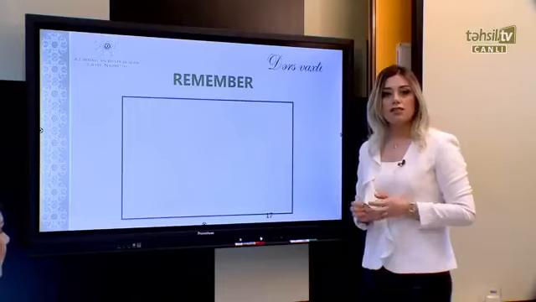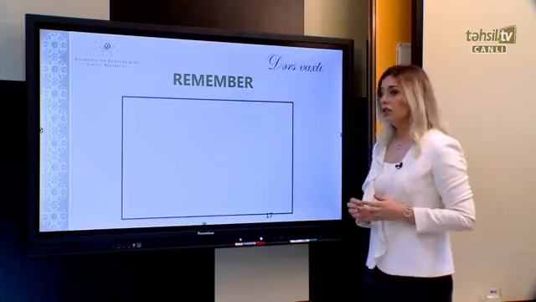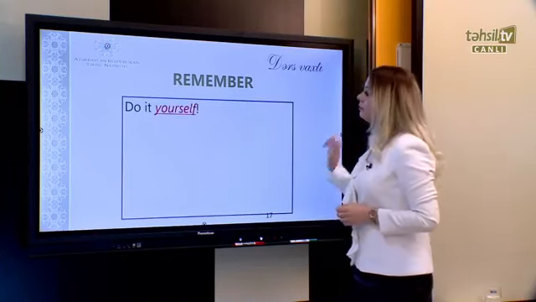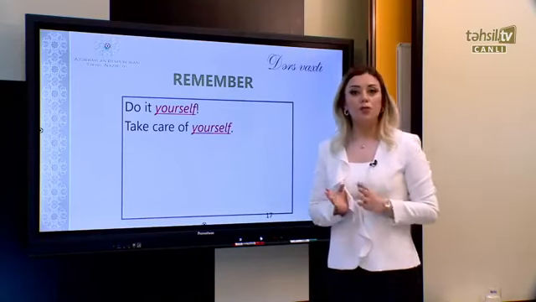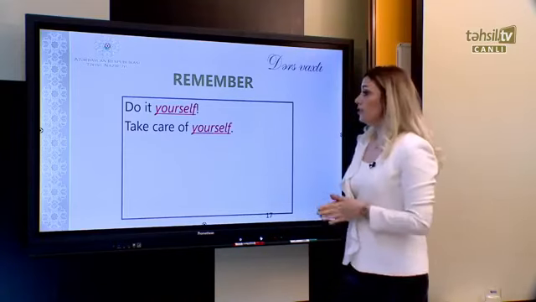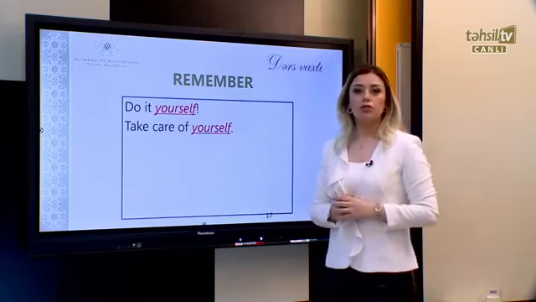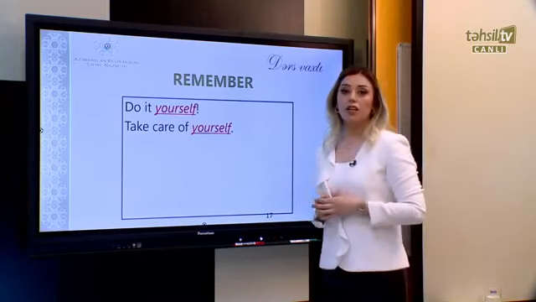And something else to remember about the reflexive pronouns. If it is an imperative sentence, we mainly use yourself. Do it yourself. Take care of yourself.